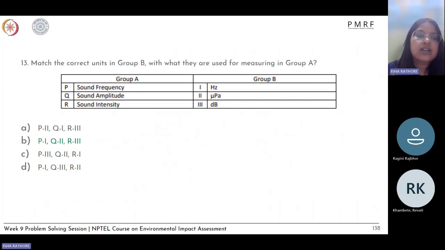Okay, so the correct answer is B, that is, sound frequency is measured in hertz, sound amplitude is measured in micropascals or pascals, and sound intensity is measured in decibels. So P matches with 1, Q matches with 2, and R matches with 3 is the correct answer. So B is the correct answer.